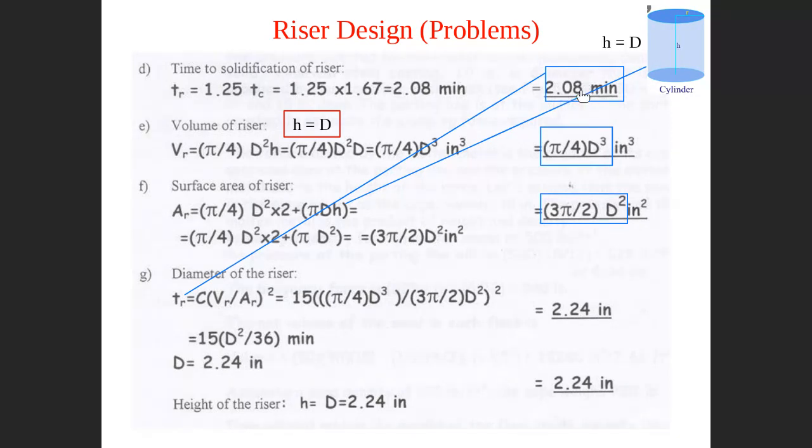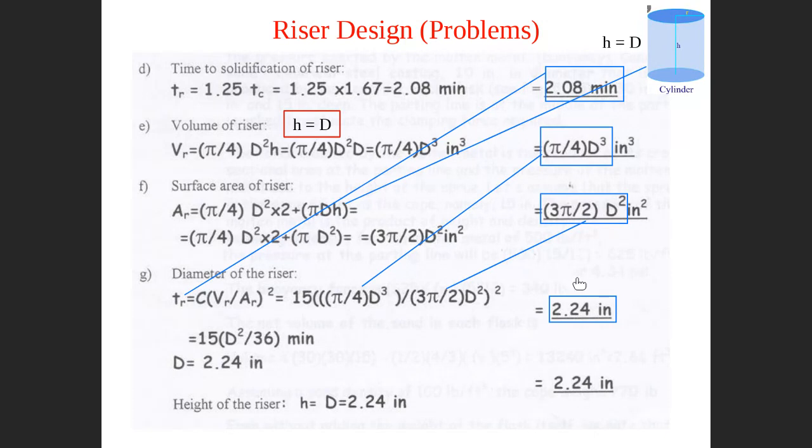It is 2.08, which is 25% higher than solidification time of the cast. So solidification time of the riser equal to constant, which is given, which is 15, multiplied by V, the volume of the riser, over the surface area of the riser, squared. Then you get one equation in function of diameter. You solve the equation, you get diameter equal to 2.24 inch. This is the diameter of the riser, and definitely the height equal to diameter, then height also equal to 2.24 inch.